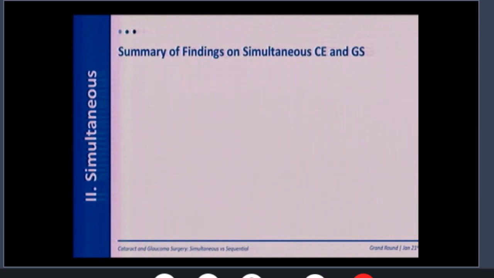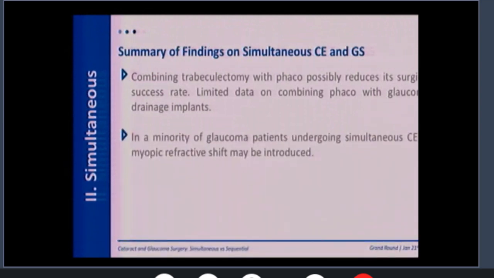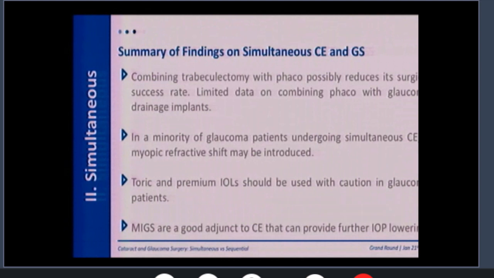So this is all the first part of the presentation, and I just want to summarize whatever I've said so far. Basically, combining trabeculectomy with phaco possibly reduces the surgical success rate. There's limited data on combining phaco with glaucoma drainage implants. In a minority of patients with glaucoma, undergoing simultaneous cataract extraction might introduce a myopic shift. Toric and premium IOLs should be used with caution in patients with glaucoma. And finally, MIGS are a good adjunct to cataract extraction that can provide further IOP lowering. So this is the summary of the first part. The second part will be about sequential surgery, so doing one surgery, then doing the other.